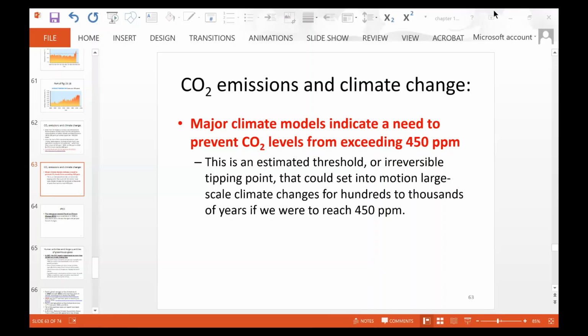Major climate models indicate that there's a need to prevent carbon dioxide from exceeding 450 parts per million. This is a threshold that these climate models are estimating, and it's considered to be a point of irreversible tipping. So it's called an irreversible tipping point, which means once we pass that number, there's no turning back. And it's expected that it could set into motion large-scale climate changes that could last hundreds to thousands of years.